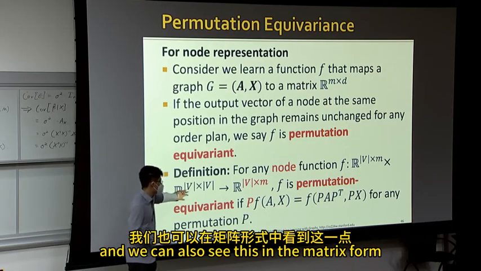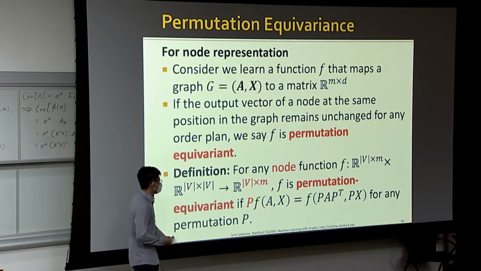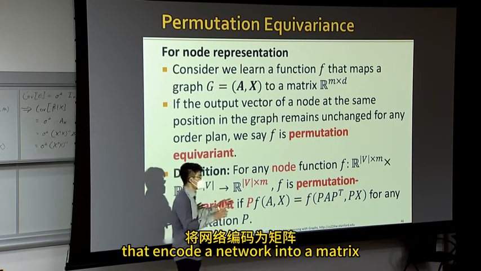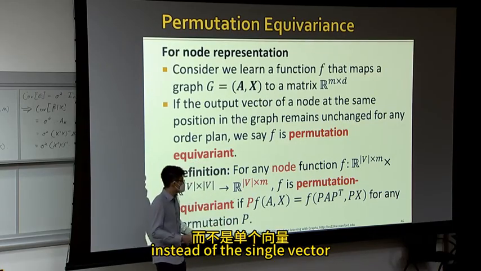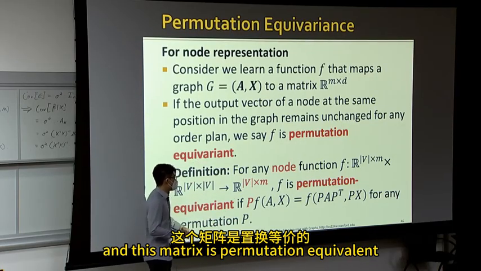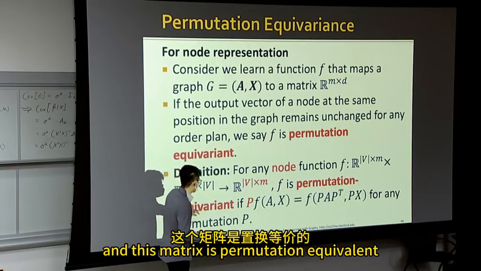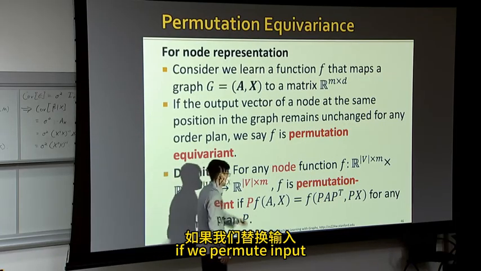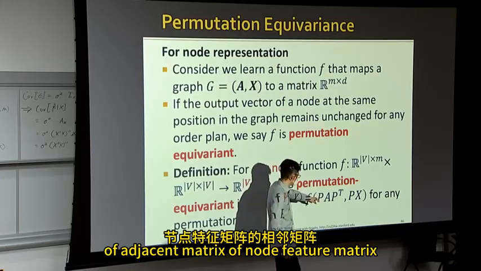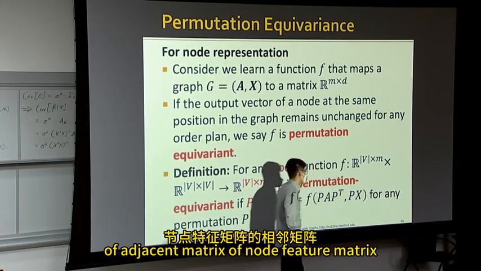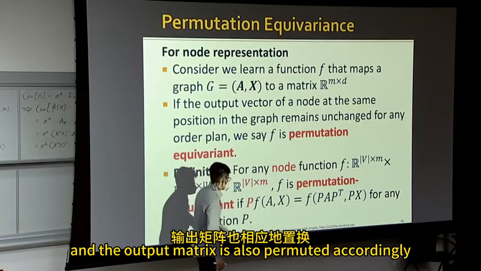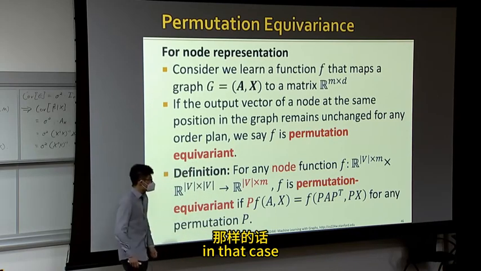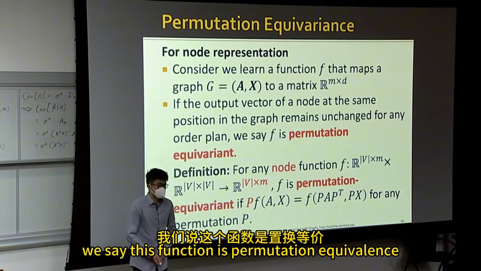And we can also see this in the matrix form. So now we define, instead of a graph function, a node function that encodes a network into a matrix instead of a single vector. And this matrix is permutation equivariant. This function is permutation equivariant if we permute the input adjacency matrix and node feature matrix, and the output matrix is also permuted accordingly with the permutation matrix P. In that case, we say this function is permutation equivariant.